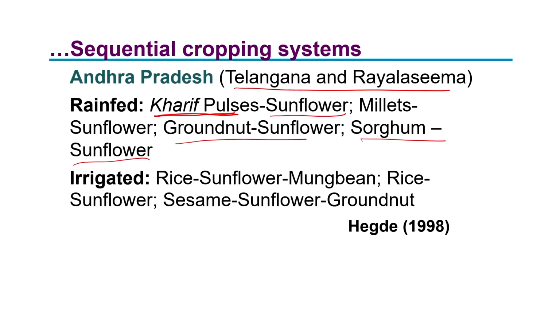For irrigated conditions of Andhra Pradesh, you can have a rice, sunflower, mung bean rotation. This is again a 1-year rotation. And rice, sunflower; sesame, sunflower and groundnut. So this is also a 1-year rotation. The sesame or til can be taken in Kharif, sunflower in Rabi, and groundnut can be grown in summer season.